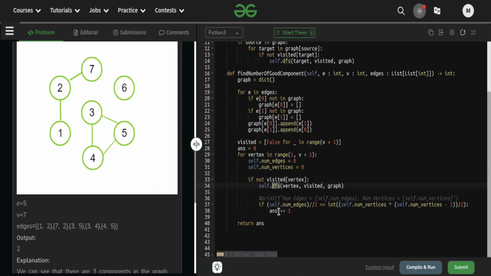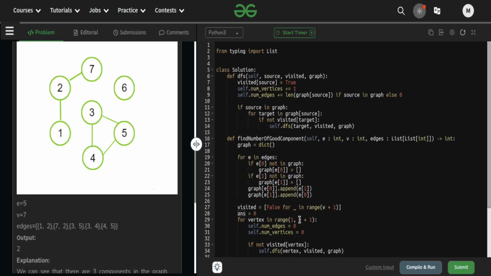After performing DFS, we are checking whether the relationship between vertices and edges holds. If it holds, we are increasing the answer by 1, and towards the end we are returning the answer. Now the DFS code. For DFS, we mark the source as true, and we increase the number of vertices and edges as we have discussed, and then we iterate on its neighbors. If a neighbor is not visited, then we perform DFS on the neighbor. So that's the code, folks.